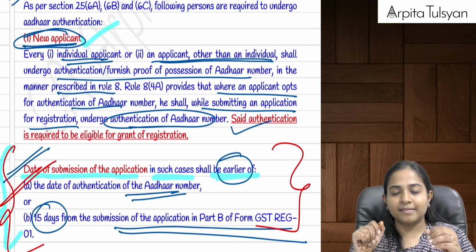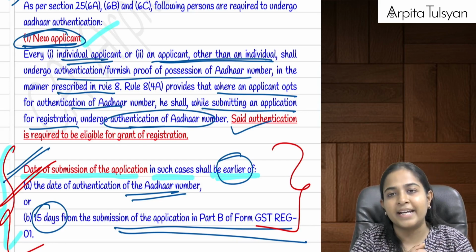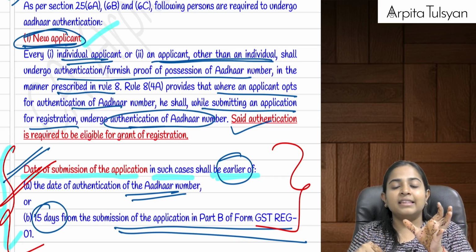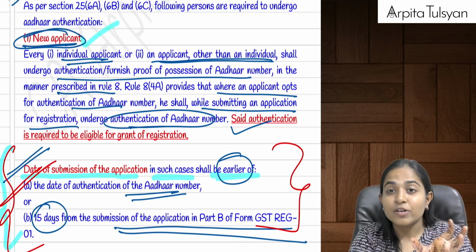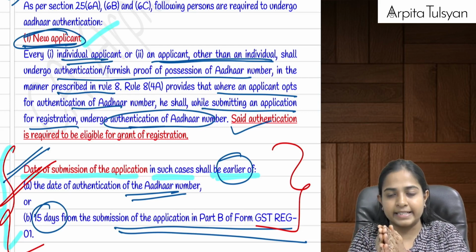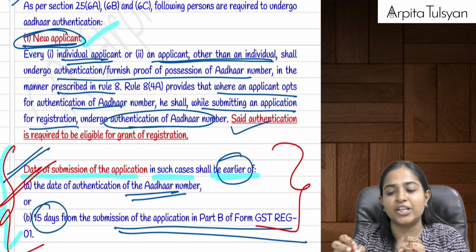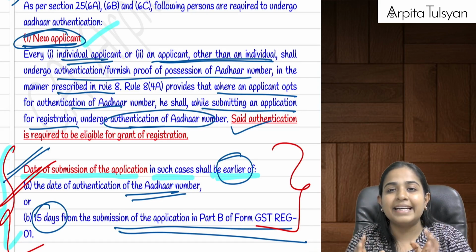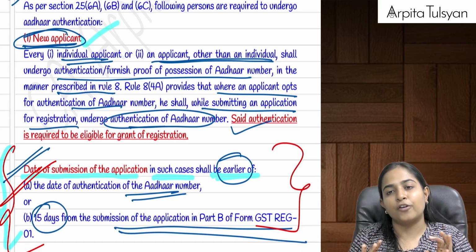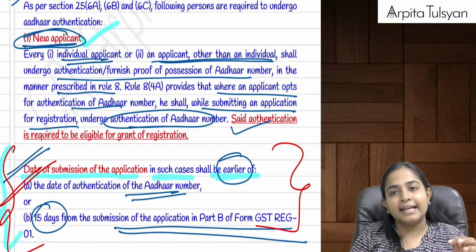Yes, so there is a definition given here, can you see here, date of submission of the application, below is written there. Date of submission of application means what? When your Part B of GST REG-01 was submitted, from that day 15 days, or the actual date of Aadhaar authentication, whichever is earlier, this date will be considered as if you have submitted your form, and from this date, within a period of 7 days, your registration will be granted to you.